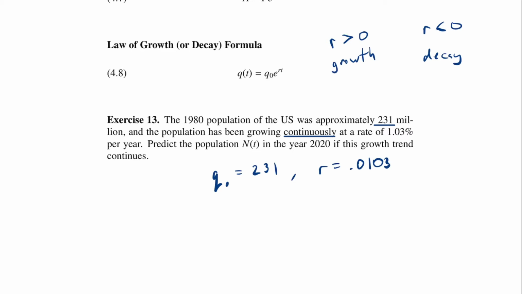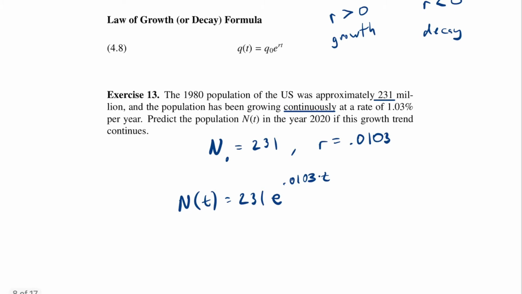Predict the population, N of t, in the year 2020 if this growth trend continues. All right, so they're changing the notation to be N of t instead of Q of t. So I'm going to do the same and use N instead of Q. N stands for number. So our function is N of t equals the initial amount, e to the r times t.